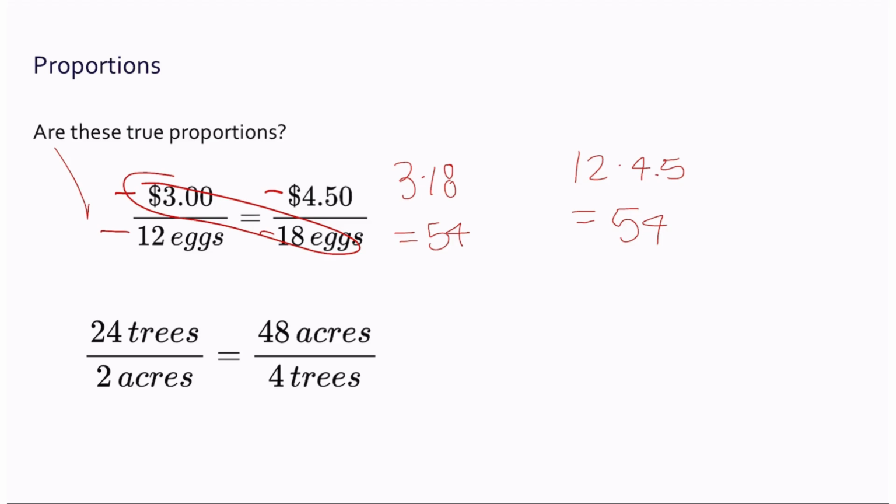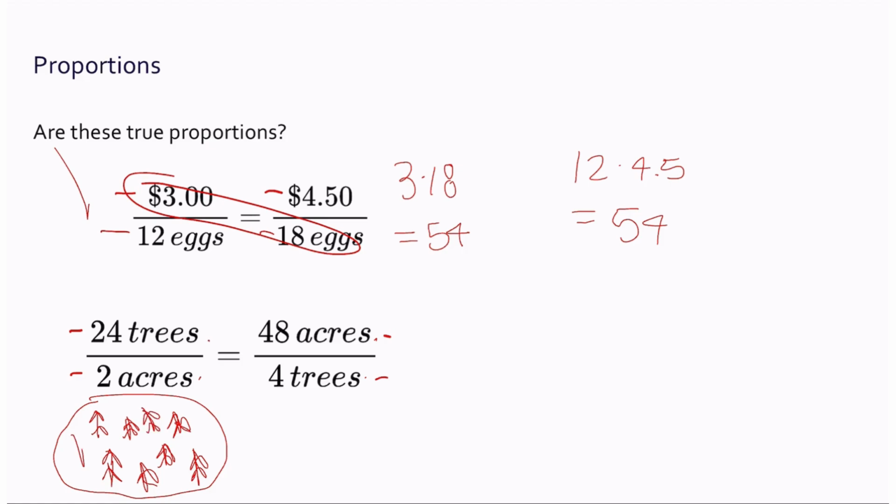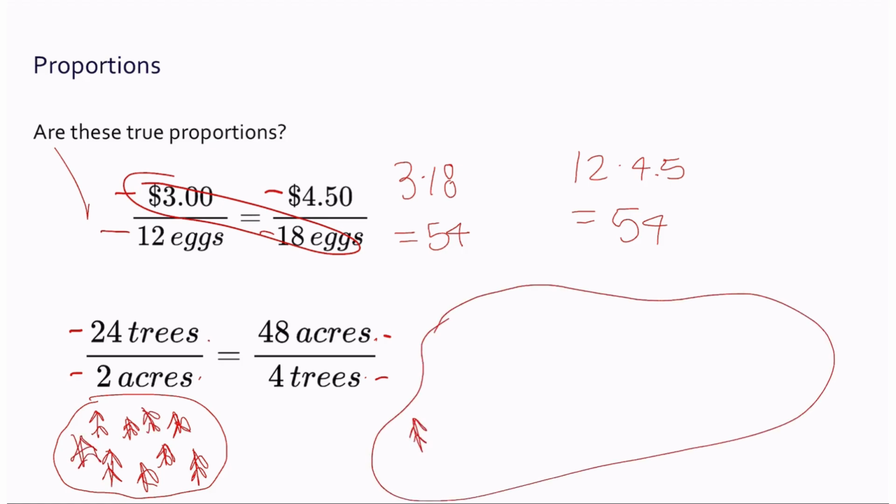Now on this next one, I've got trees over acres, acres over trees. So already I can see that these are not going to be proportionate no matter what the numbers are, because here I'm comparing trees over acres and acres over trees. Now if I think about this, 2 acres, that's like not a lot of space, and 24 trees, that's a lot of trees. It's probably pretty full of trees over here. Okay, small space, a lot of trees. Here I have 48 acres, that's a lot of space, and 4 trees. So these are not going to be proportionate, even though the numbers themselves may be proportionate to one another, because I'm not comparing the same things. This is not a proportion.